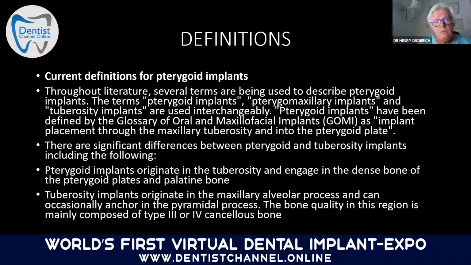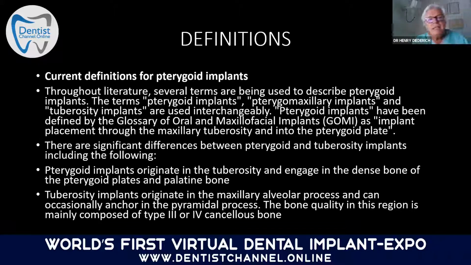Now, throughout literature, several terms are being used to describe pterygoid implants. The terms pterygoid implants or pterygomaxillar implants and tuberosity implants are used interchangeably. But pterygoid implants have been defined by the glossary of oral maxillofacial implants as implant placement through the maxillar tuberosity and into the pterygoid plate.